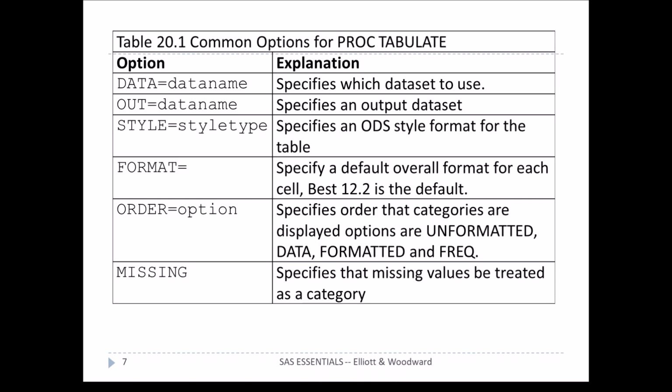Now, some common options for PROC Tabulate include, as we have seen in many others, the data option, the out option. The style specifies an ODS style format. The format defines the overall format for each cell. Order equal, we've seen that option, specifies the order the categories are displayed. And then missing specifies that missing values are to be treated as a category.